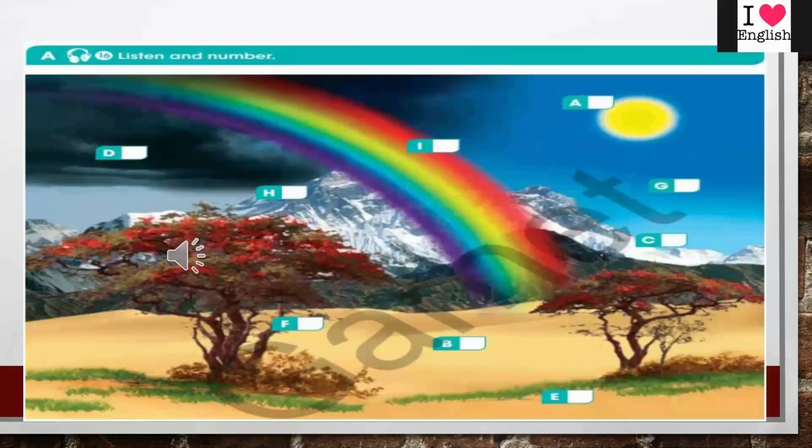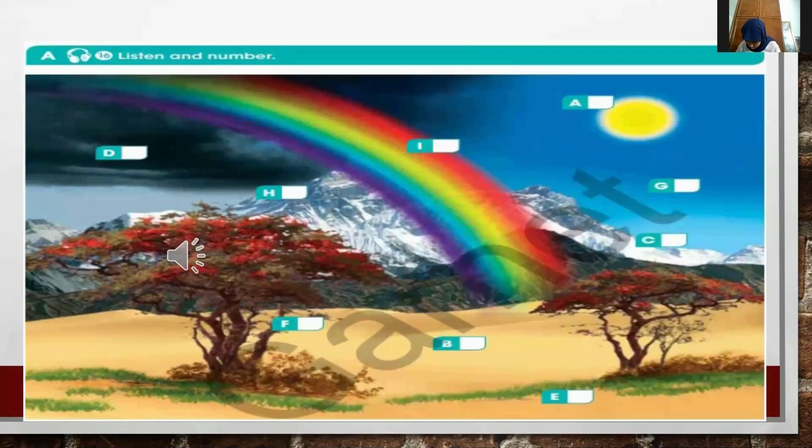One. Sky. Two. Clouds. Three. Sun. Four. Trees. Five. Snow. Six. Sand. Seven. Grass.